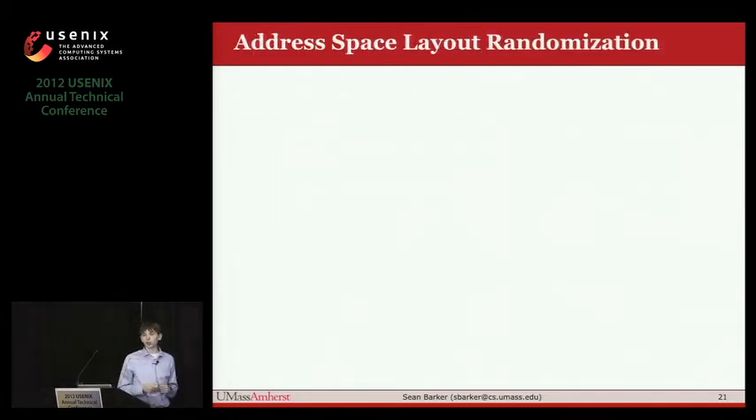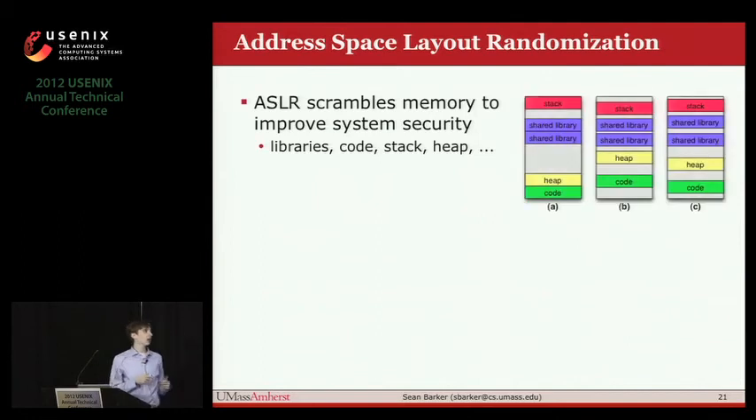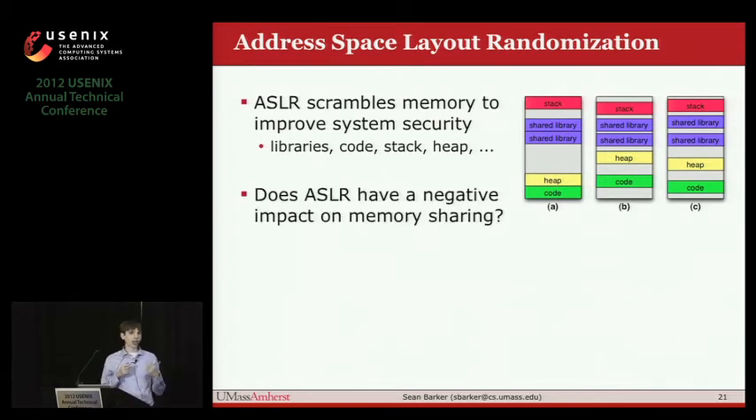Finally, I want to talk briefly about address space layout randomization. This is a security technique that involves randomizing the location of certain parts of a process's memory space in order to foil attackers who might otherwise know where certain things are. Since this technique has a direct impact on memory, it's a natural question to ask: does this have a negative impact on memory sharing?